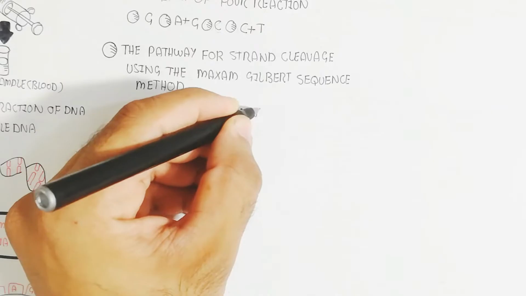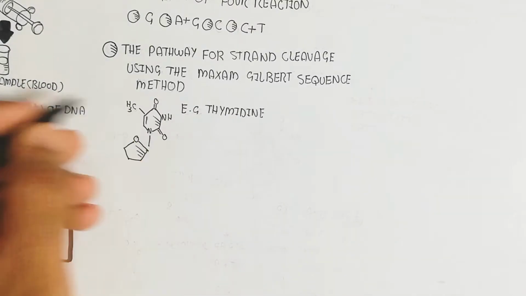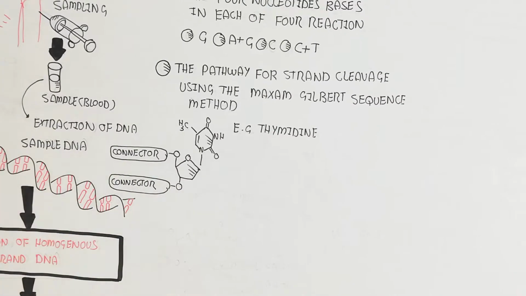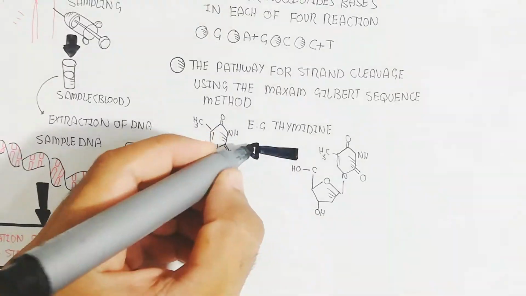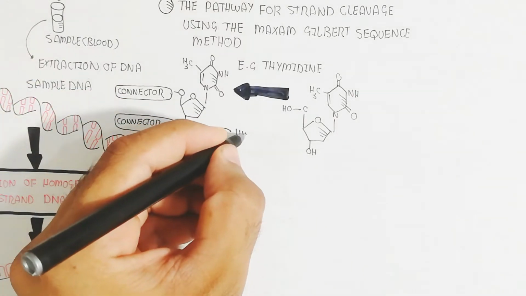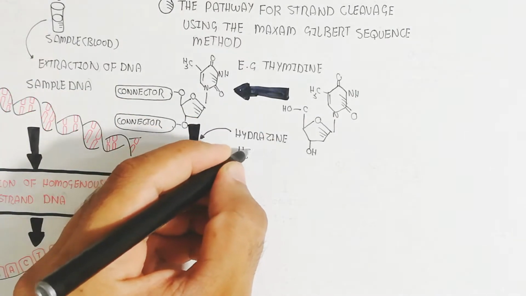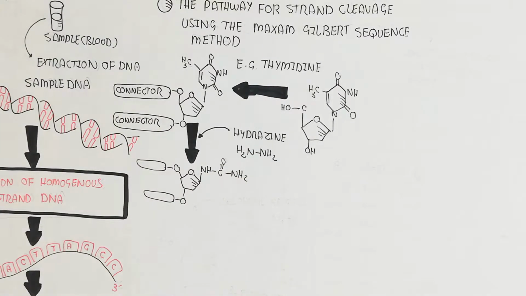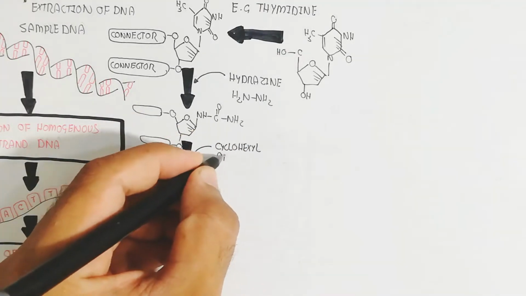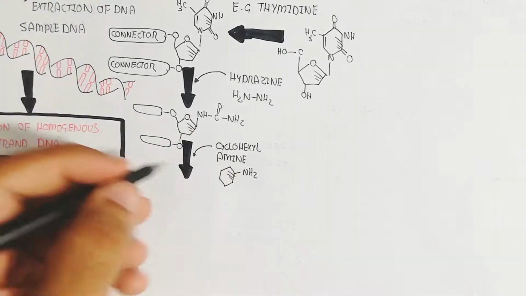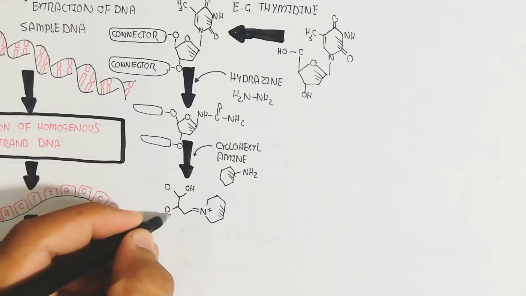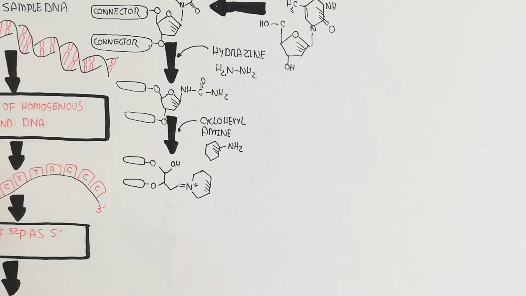For example, we are taking thymidine. Thymidine consists of the deoxyribose sugar with the thymine base, and the hydroxyl group is removed where the connector will bind. The connector is here at carbon number 3 and carbon number 6, while here is carbon number 5. In this way hydrazine is added. After the addition of hydrazine, and then cyclohexylamine, the chemical formula changes, as you can see here.